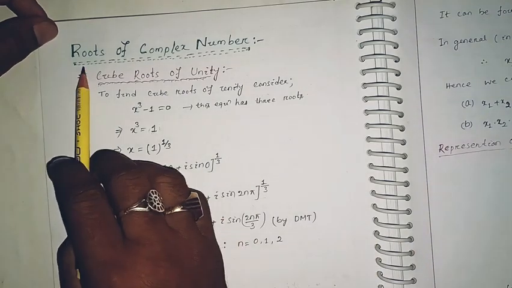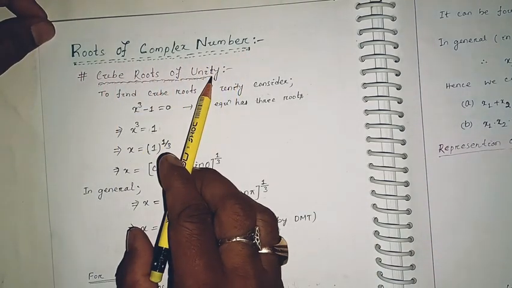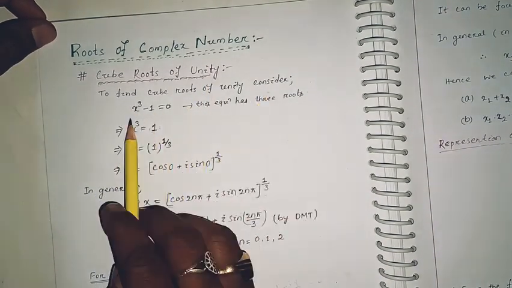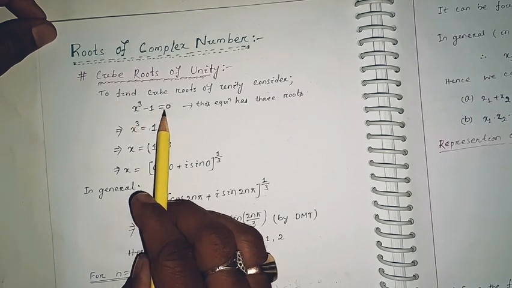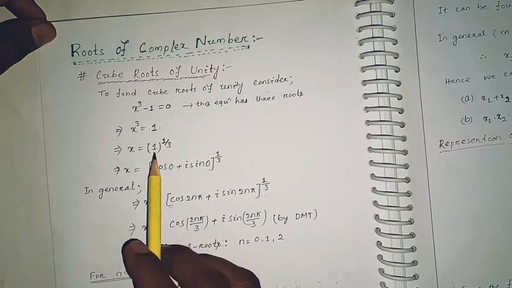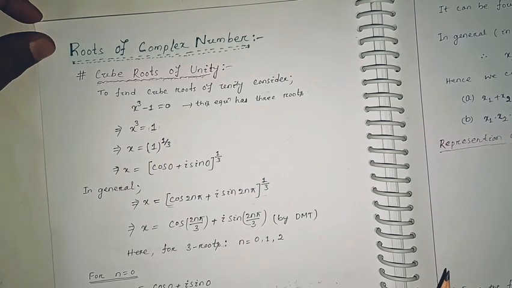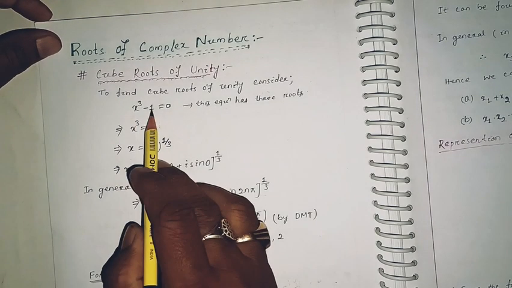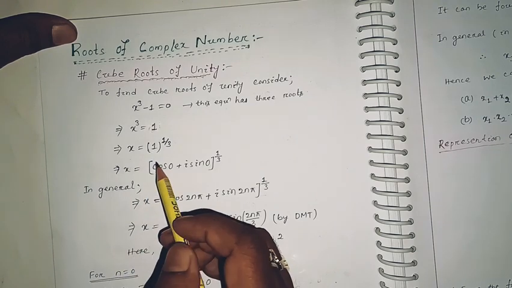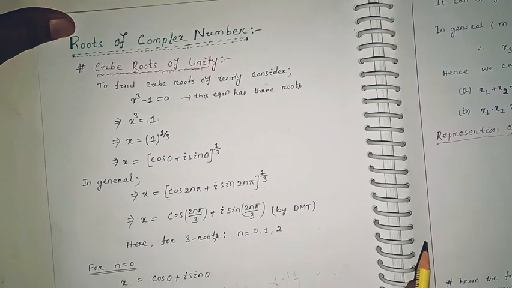Before we discuss roots of complex numbers, first we are going to discuss cube roots of unity. To find cube roots of unity, consider the equation x cube minus 1 equal to 0. That implies x cube equal to 1, x equal to 1 to the power 1 by 3. From this equation we can understand that it has 3 roots. To find the 3 roots by using De Moivre's theorem, this is the procedure.